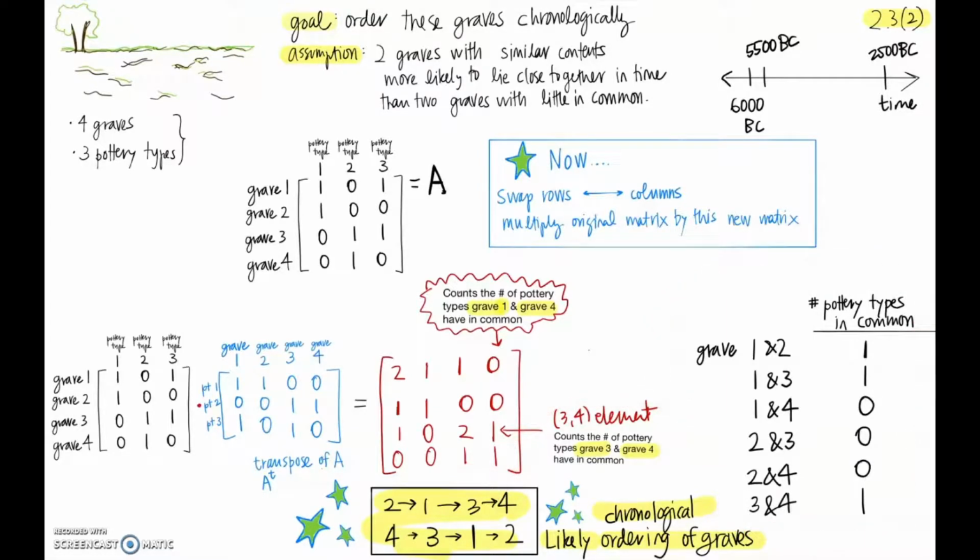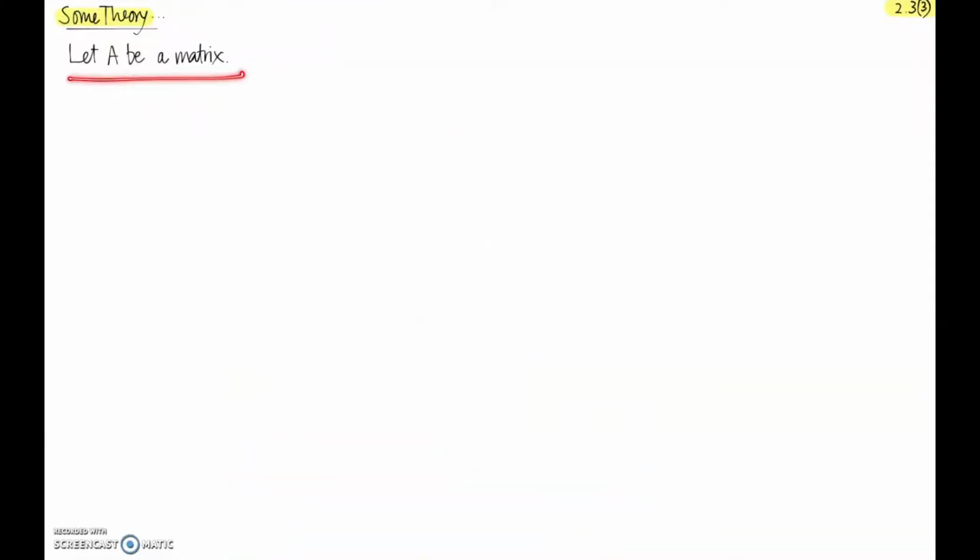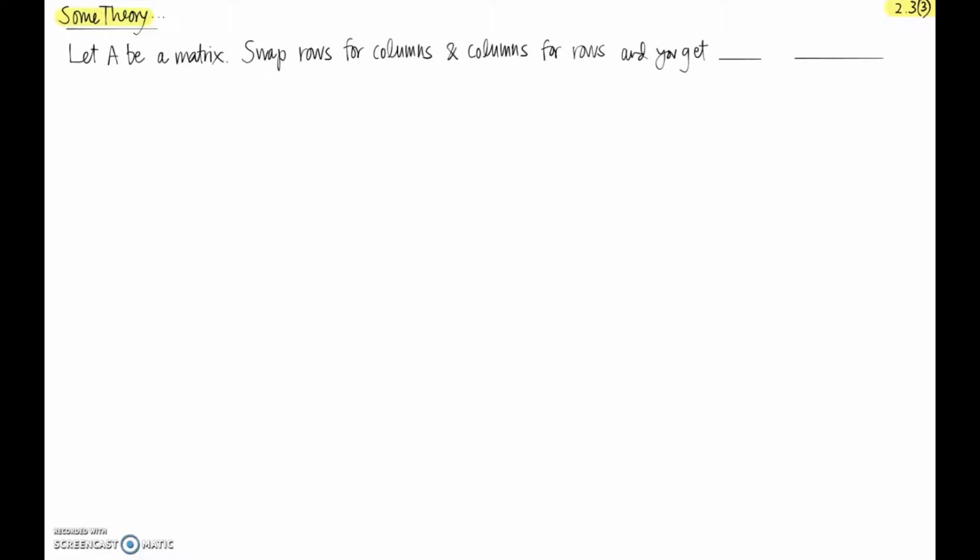Let's pause here now that we've finished this example and articulate some of the theory that we've come across along the way, like transpose, symmetry, some other ideas. So we'll say let A be any matrix. When you swap rows for columns and columns for rows in that matrix, you get A with a little t. This is not a power. This t is representing the word transpose. So when you swap rows and columns, you get A transpose.